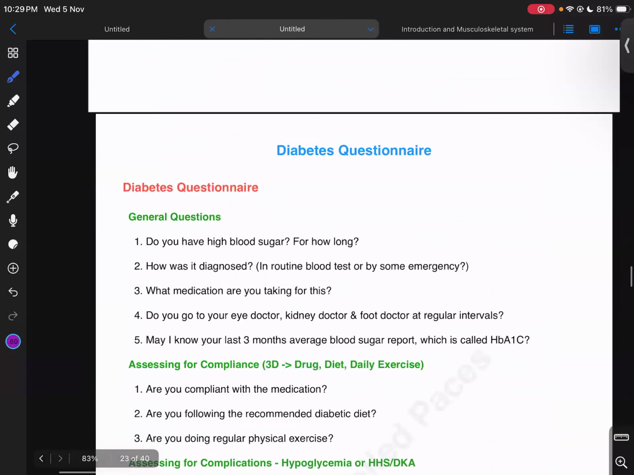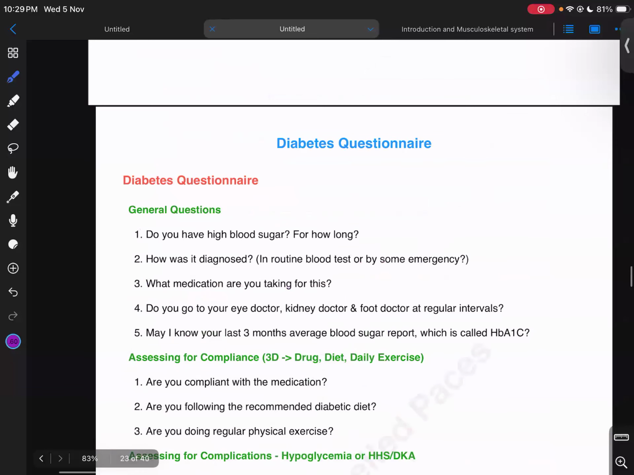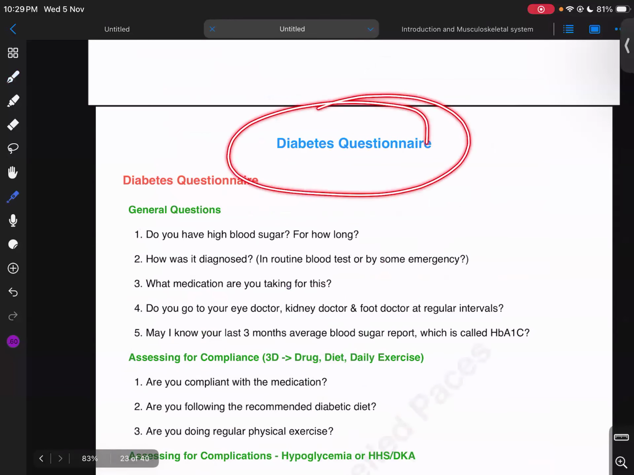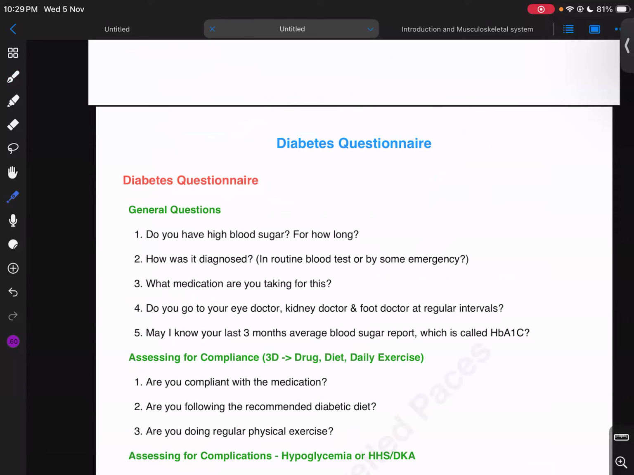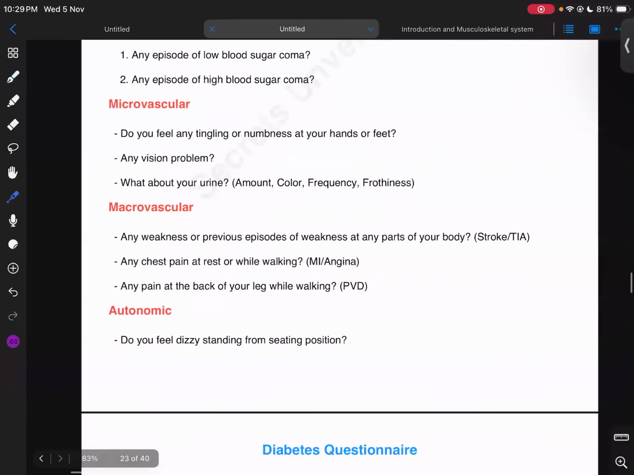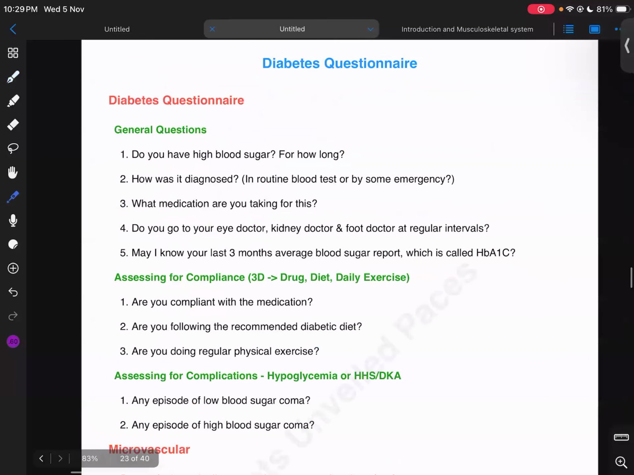And in the PDF, you will get another thing, that is the diabetic questionnaire. So if any time any diabetic question comes to you, you have to ask some important questions. What are the important questions? I have written it, I have provided it in details.